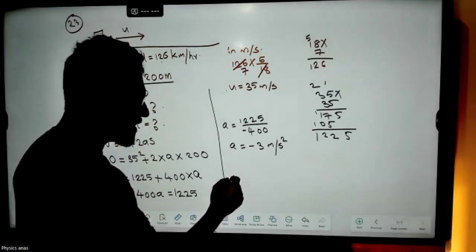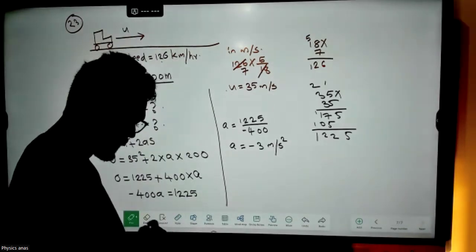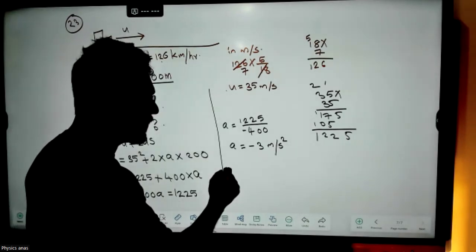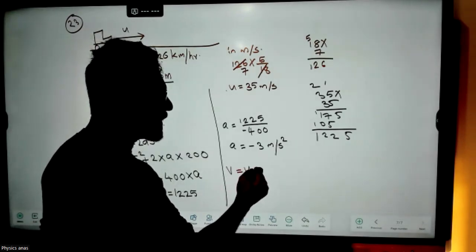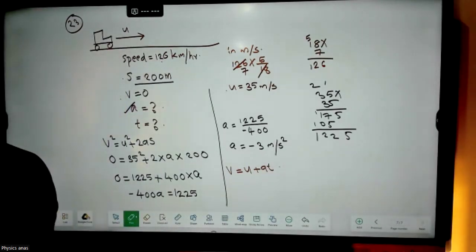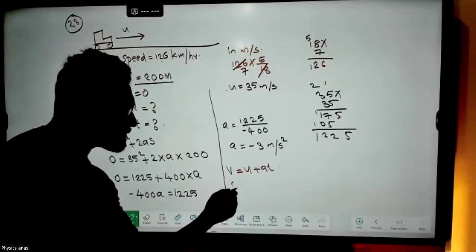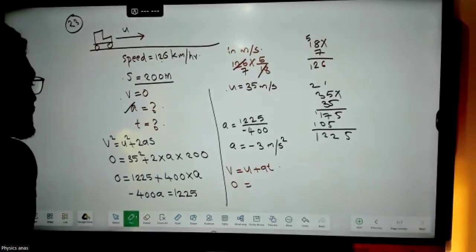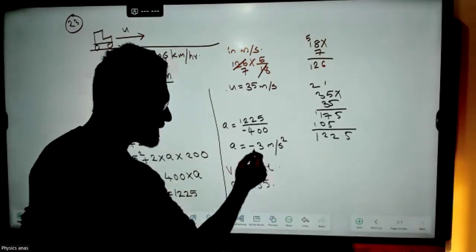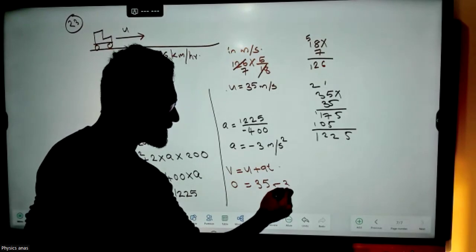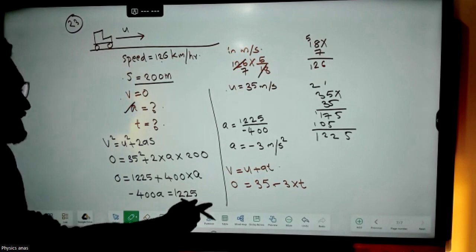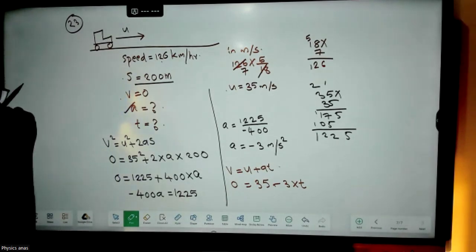We have this equation V is equal to, and use another color. We have another equation also. What is another equation? V is equal to U plus AT. There is T in it. So you can use this equation. And what is V? V is becoming 0. What was U? U was 35. Acceleration is minus 3, so minus 3 into T. So 0 is equal to 35 minus 3 into T.